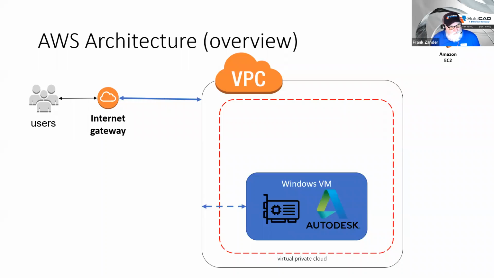So inside of those virtual machines, we're running Windows virtual machines with an NVIDIA graphics card and 16 gigabytes of RAM. It's a T4 NVIDIA graphics card. And of course, we have our Autodesk software installed inside of those virtual machines.